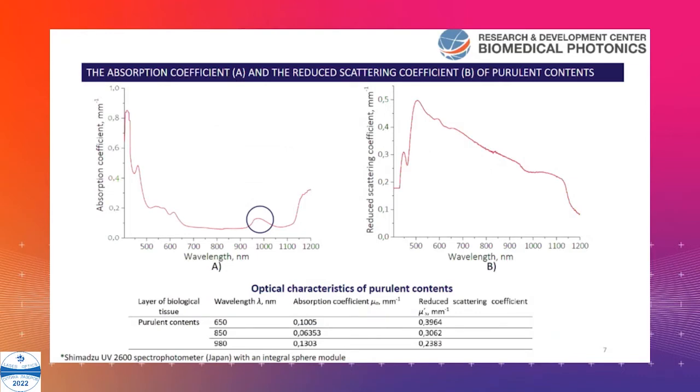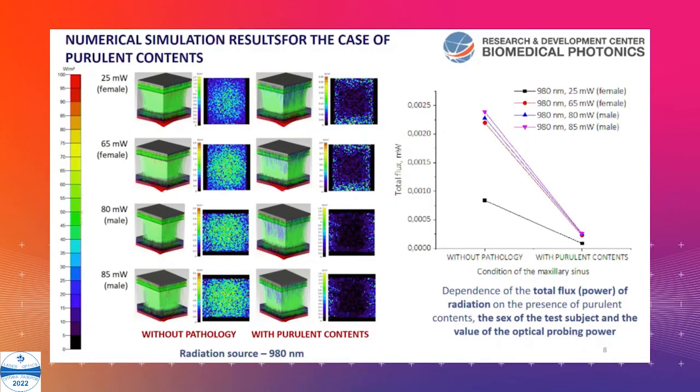To carry out simulation in the case of purulent contents inside of the sinus, we measured the optical properties of this pathology by a spectrophotometer with an integrating sphere model, and you can see that the wavelength of 980 nanometers is more informative for studying sinus with pus. So we carried out simulation for the case of purulent contents inside of the sinus, and we used the wavelength of 980 nanometers and established 4 different values of optical power for female and male.